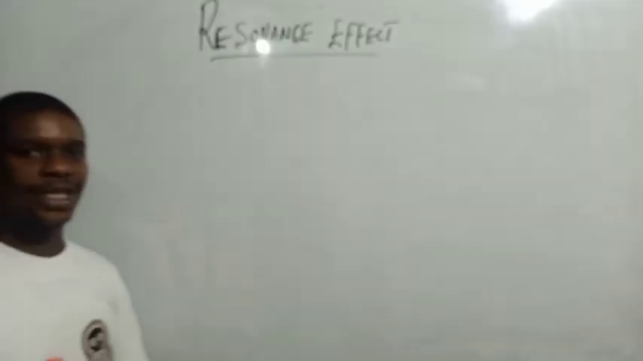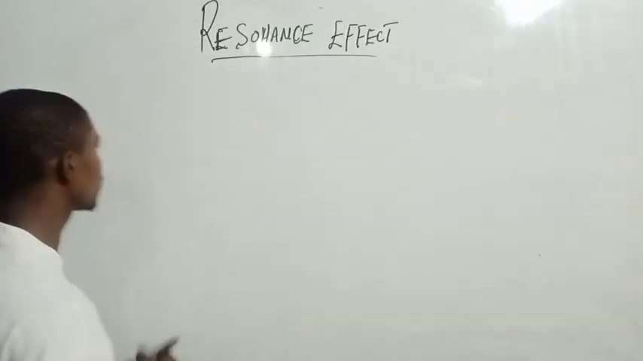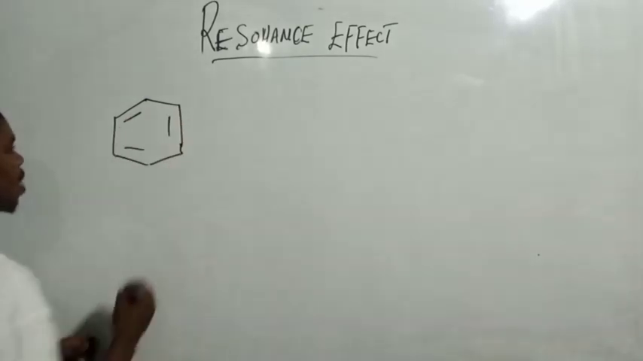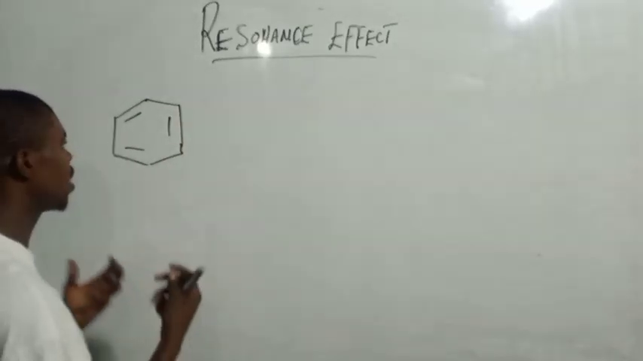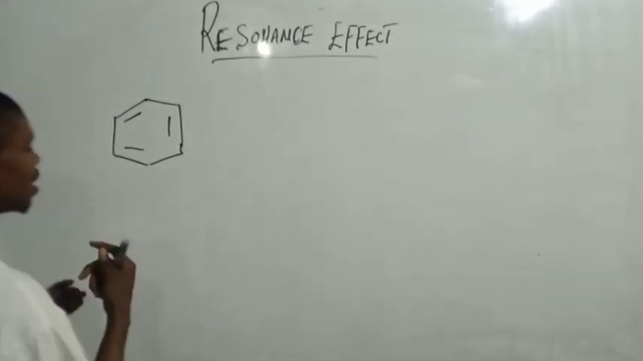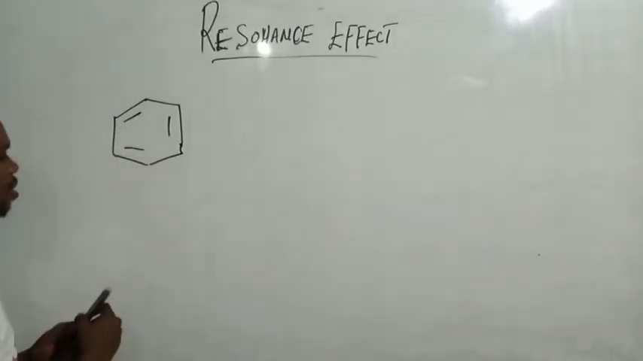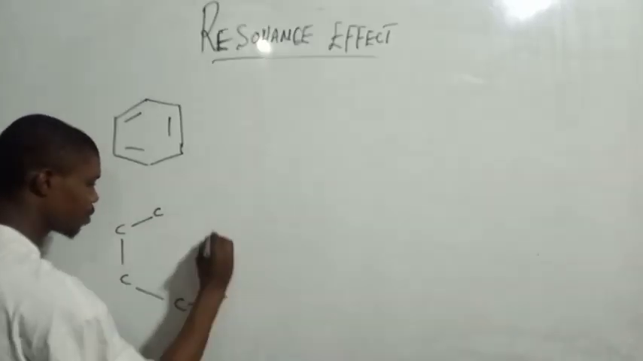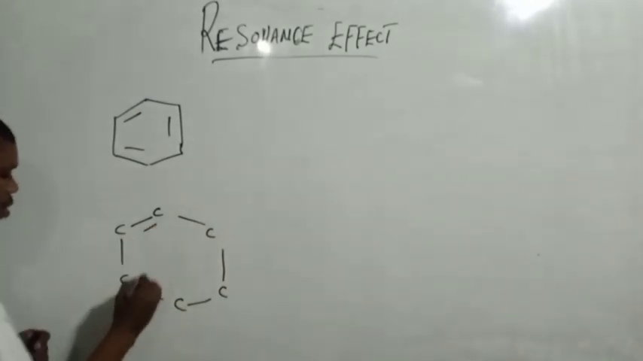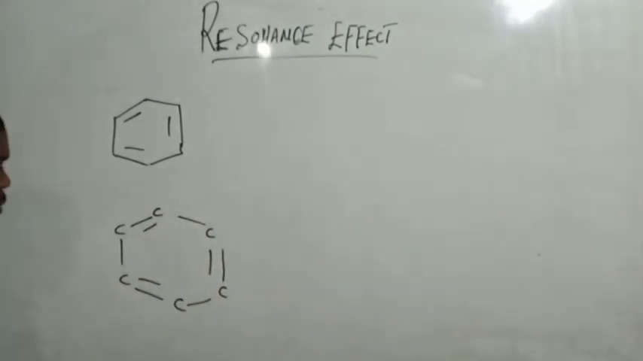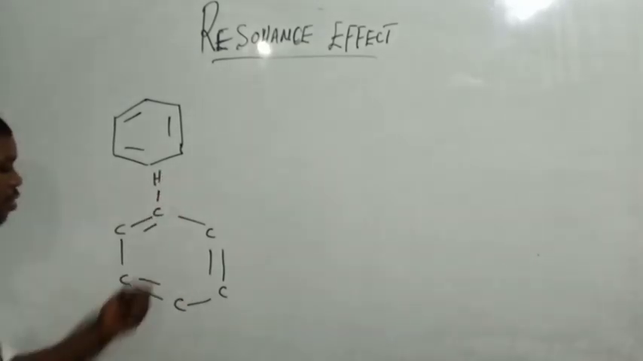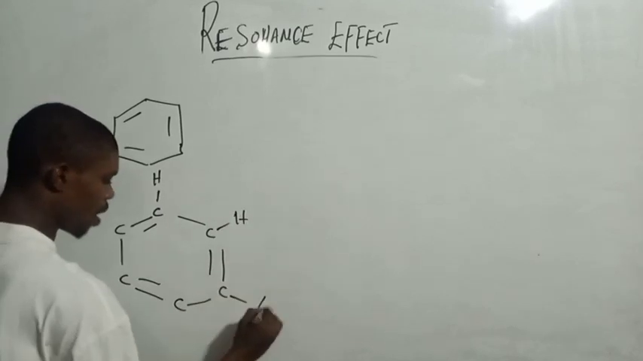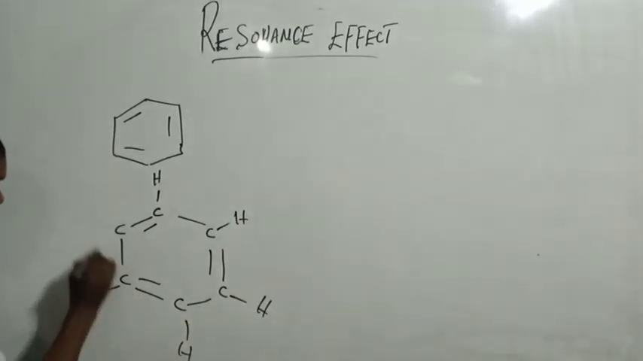So let's master the resonance structures for benzene. When we talk about benzene, how do you understand the benzene structure? How does benzene have those resonance structures? The first thing to do here is to draw the carbon structure for benzene. Remember, benzene is having a triple bond, right? No, it's having three double bonds. Benzene has three double bonds here. Hydrogen, hydrogen, hydrogen, hydrogen, hydrogen.